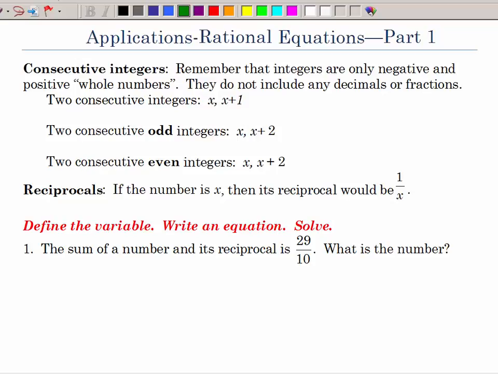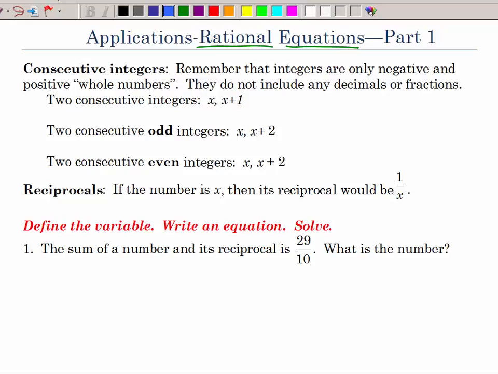In this video, we're going to be looking at word problems that will result in what's called rational equations. Now, we studied rational equations earlier in the semester, and those are equations that lead to fractional expressions, and we're going to get rid of those fractions by multiplying by the LCD. But before we get to that, let's go over some vocabulary.